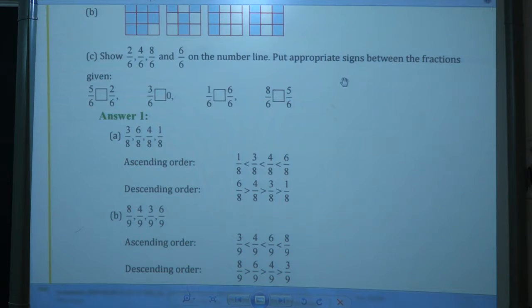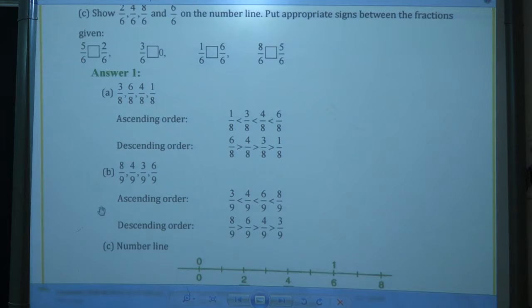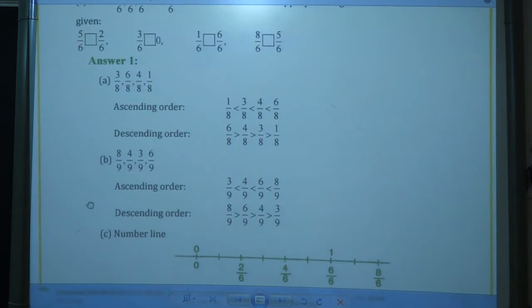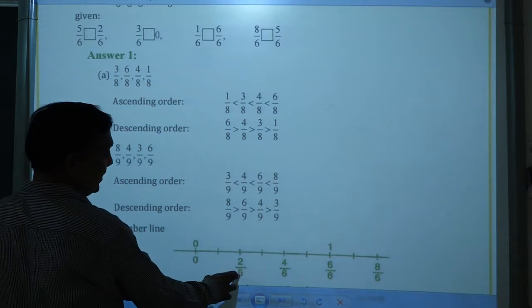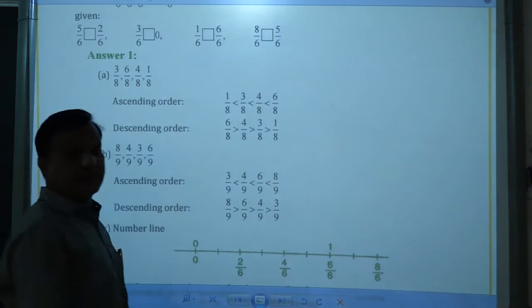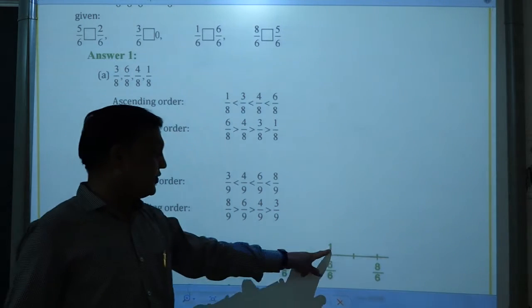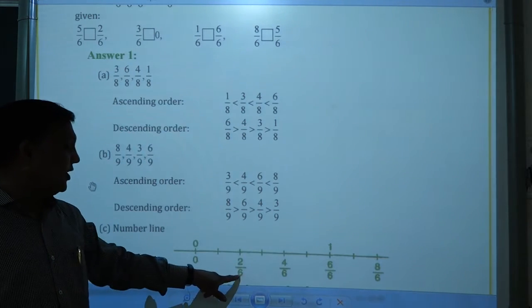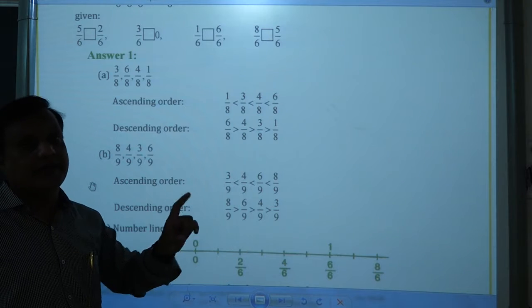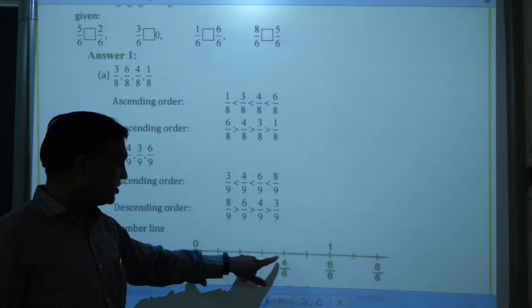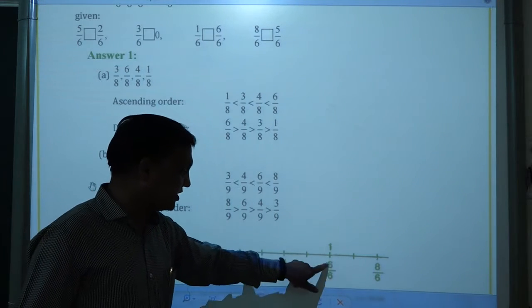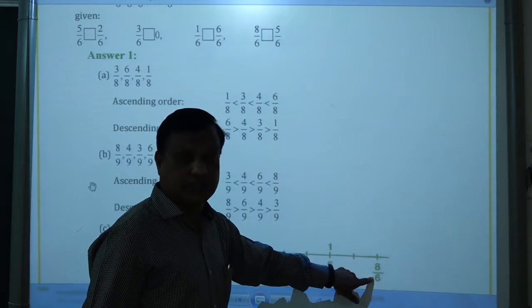Put the appropriate sign between the fractions. Now if you see, this is that question. We divide that into 6 equal parts. Here is 0 and here is 1. The fraction's denominator is 6, so we divide it into 6 parts, as I showed in the earlier class: 1 upon 6, 2 upon 6, 3 upon 6, 4 upon 6, 5 upon 6, 6 upon 6 means 1, then 7 upon 6, 8 upon 6.